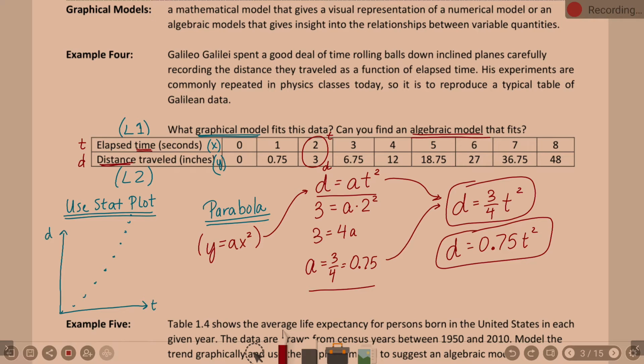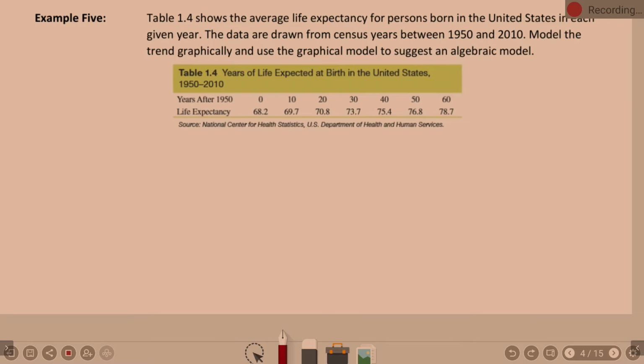Okay, let's look at example 5. We have another table of data values, and it shows the average life expectancy for persons born in the United States in each given year. The data are drawn from census years between 1950 and 2010. Model the trend graphically and use the graphical model to suggest an algebraic model. So similar to what we did last time.